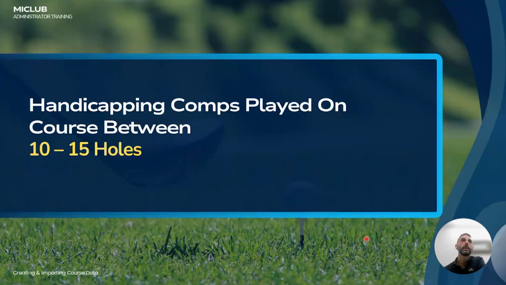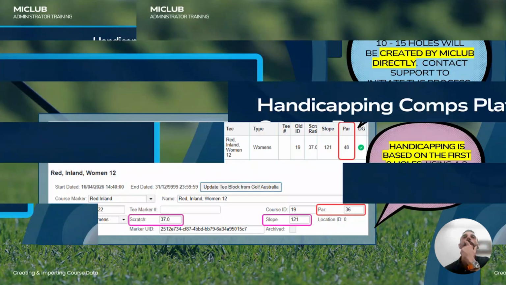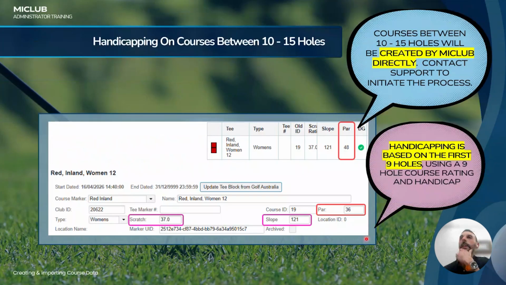Okay, now we'll look at some cases where you have a non-standard total number of holes, like 10 to 15, for example. Golf Australia does allow you to handicap on courses played between 10 and 15 holes. There's just a very specific process. Firstly, instead of you importing the data in Golf Connect, you contact us and we import the data in your system. So in this case, we'll set up a 12-hole course.